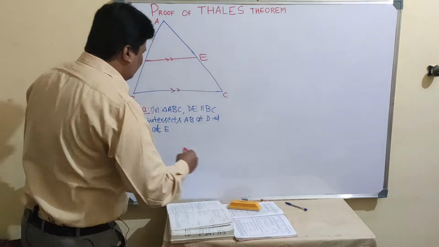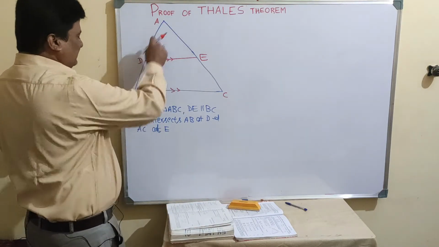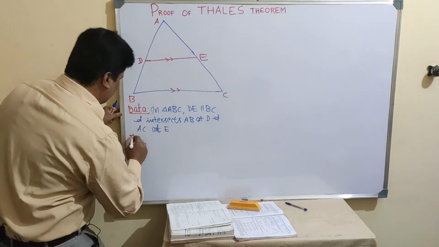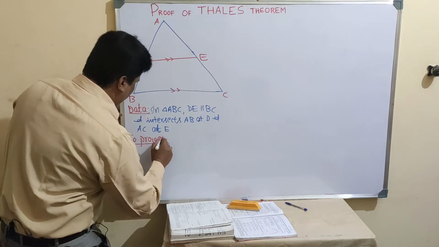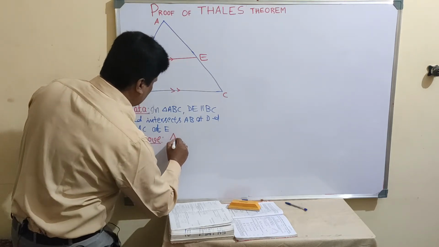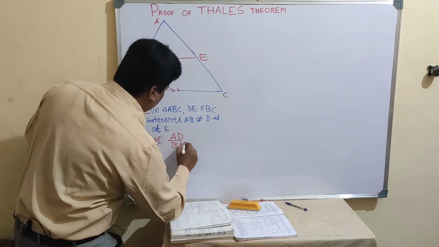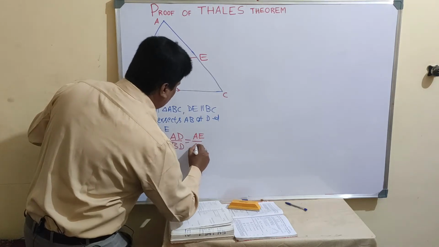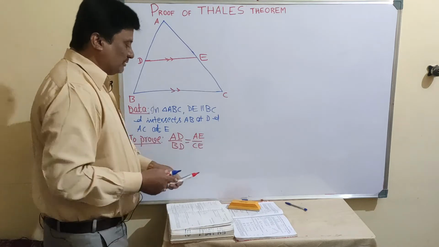Then what do we want to prove? We want to prove that this line DE divides AB and AC in the same ratio, that is, AD by BD is equal to AE by CE. This is what we want to prove.